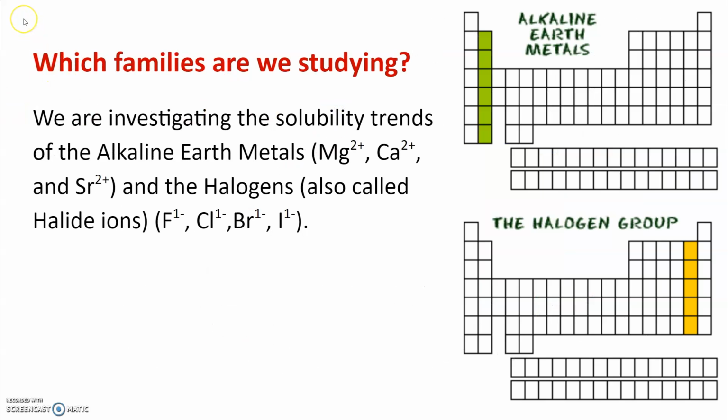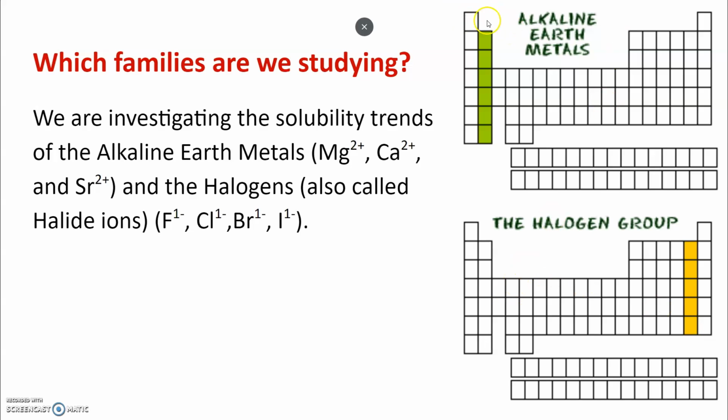The families that we are studying are the alkaline earth metals, so that's second column, shown here in green. We're also going to study the halogens, which we sometimes call the halide ions, and that's fluorine and chlorine and all of those guys in the second to last column on the periodic table shown here in yellow. So we're going to be looking at those 2 families to look for a trend in solubility.